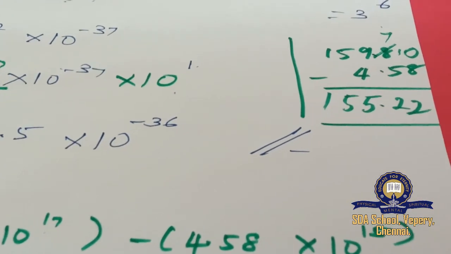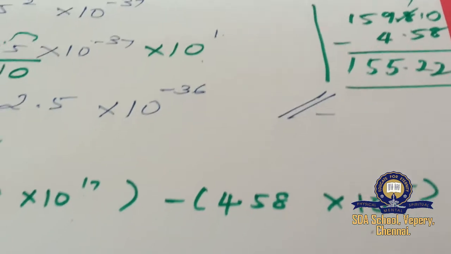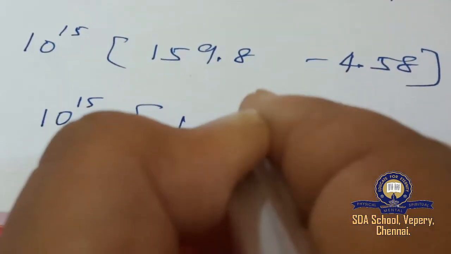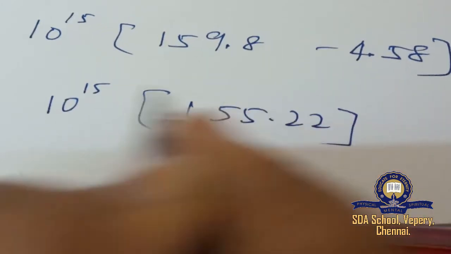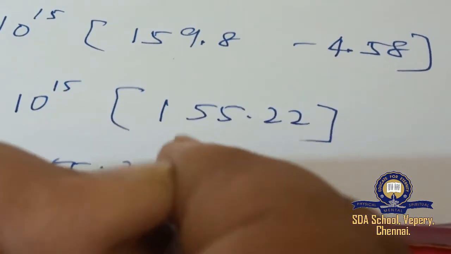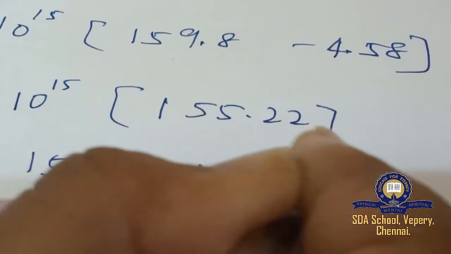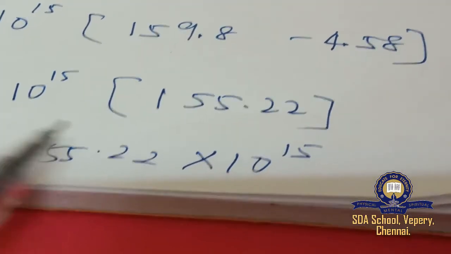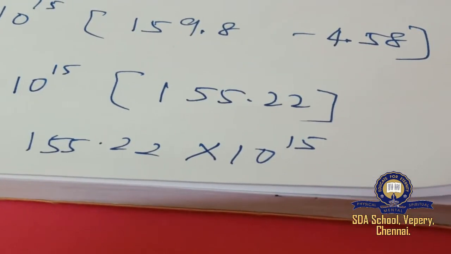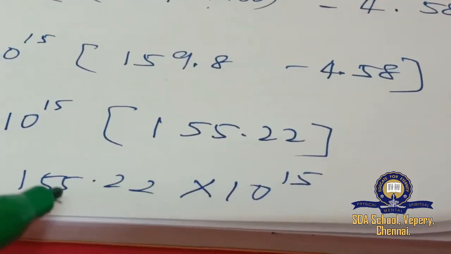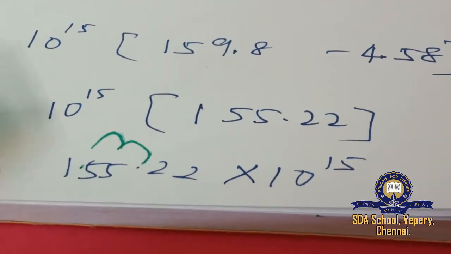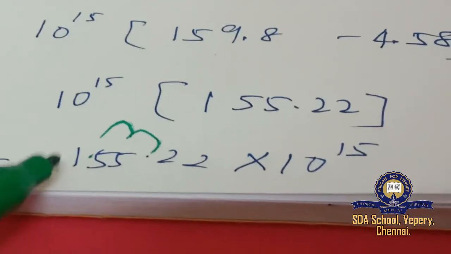155.22. Okay, what will I get? 10 power 15 into 155.22. Yes, students, I have 155.22 into 10 power 15. So have I done? No, because this is not standard form, scientific form, right? So I have to make it in the scientific form. How will I do this? I want 2 decimal places towards my left, right? I want it over here.